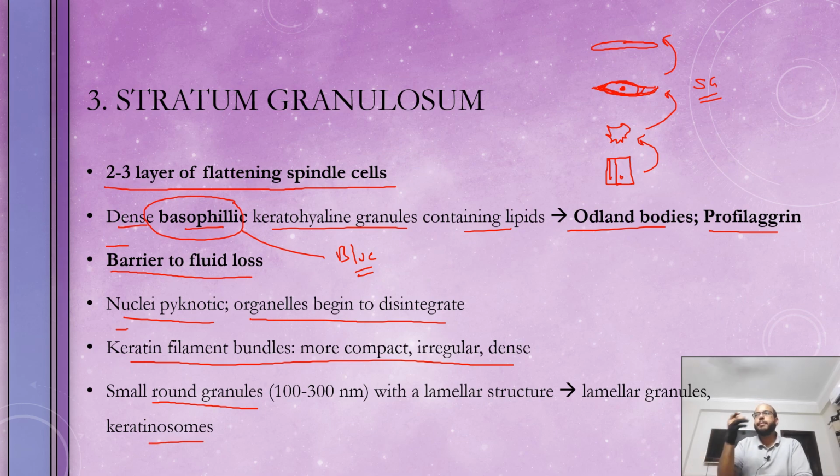You will appreciate the granular nature, the basophilic granules in the cells of stratum granulosum. But other structures would require a higher magnification, special stains, electron microscopy, and all that. So right now we'll restrict ourselves to H&E. Let's move on.